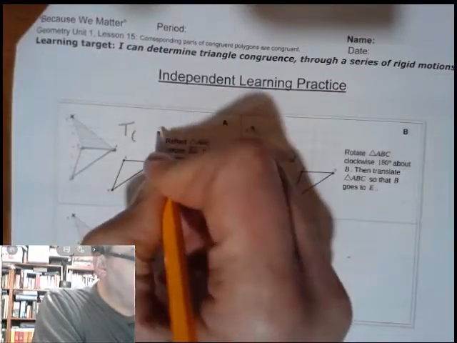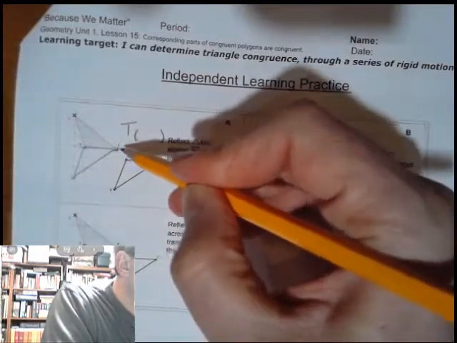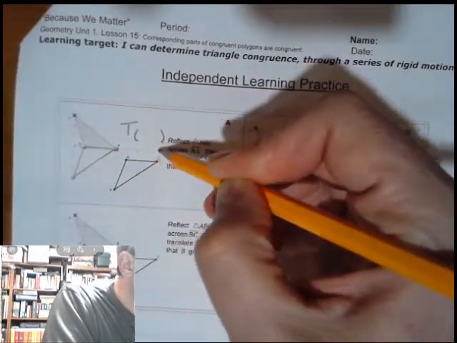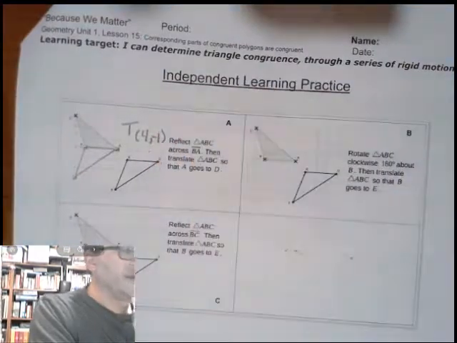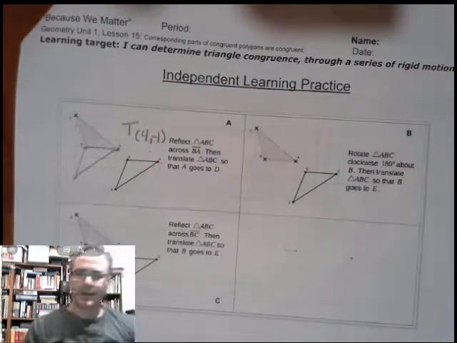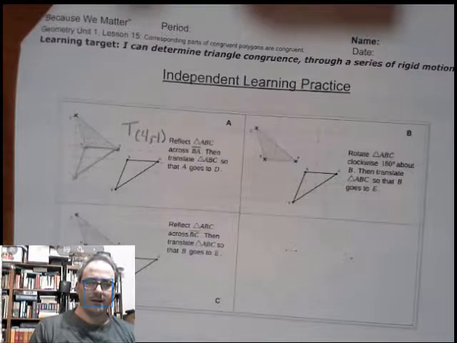I'm going to go, what am I going to call this? I need to go to the right. How many units? 1, 2, 3, 4. So I need to go 4. I need to increase my x value by 4. I need to go down 1, so I'm negative 1. So T, I'm going to write a capital T, parentheses, 4.